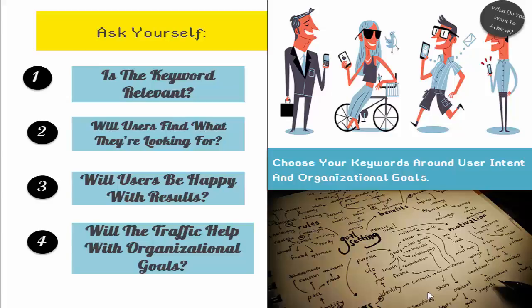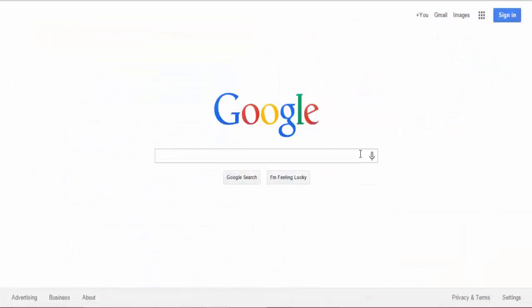A basic process for assessing a keyword's value looks like this. Ask yourself, is the keyword relevant to your website's content? Will searchers find what they are looking for on your site using these keywords? Will they be happy with what they find? And finally, will this traffic result in either financial rewards or other organizational goals? If you answered yes, proceed to this next step. Search for the term in the major search engines.